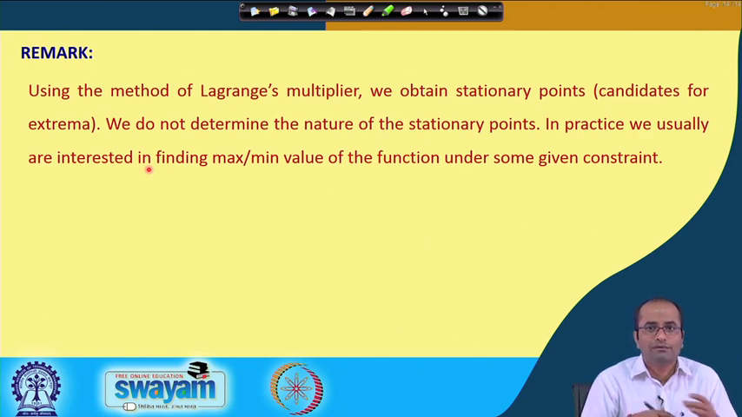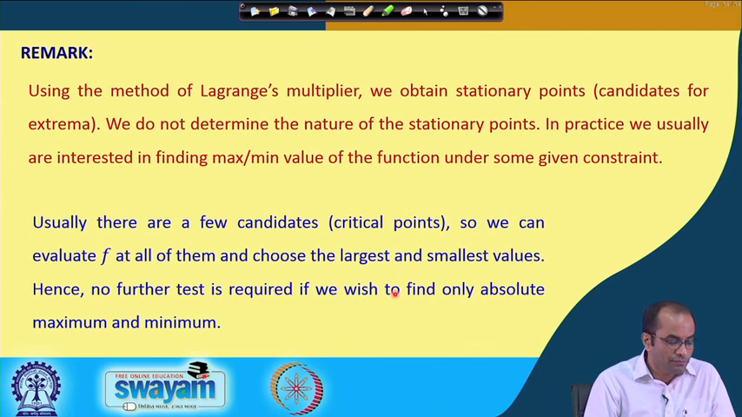So, we will find all these critical points and find the values of the function at all these points, and then we can identify which one is the point of global maximum, or which one is the point of global minimum. Usually there are only a few candidates among the critical points. So, we can evaluate f at all of them and choose the largest and the smallest values, and hence no further test is required if we wish to find only the absolute maximum and minimum.